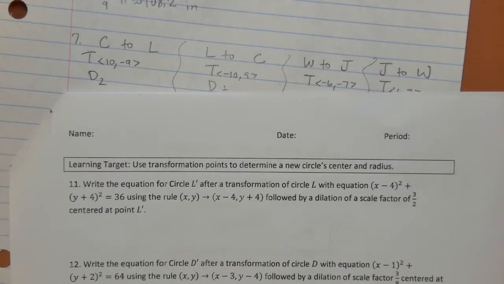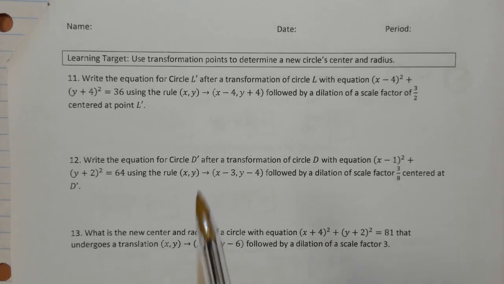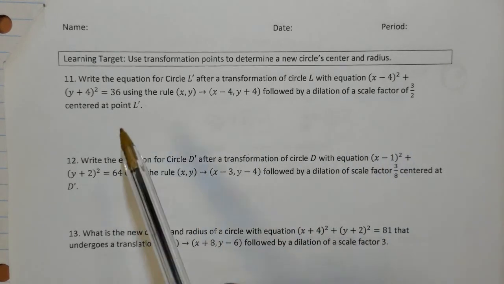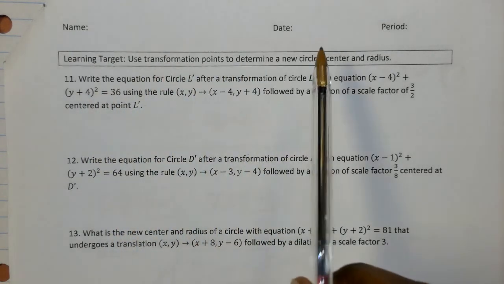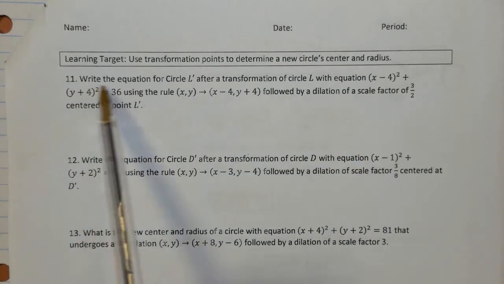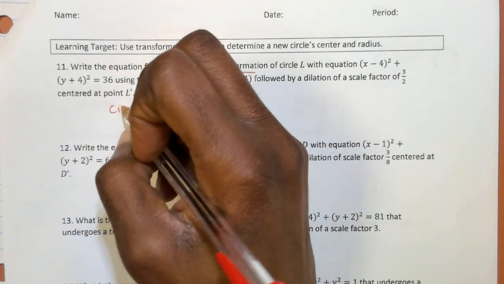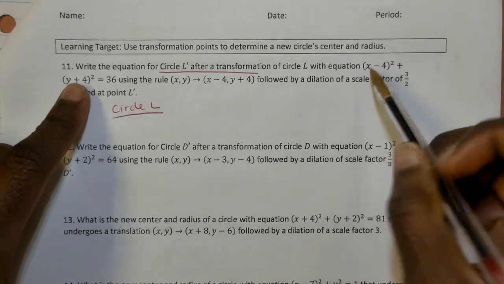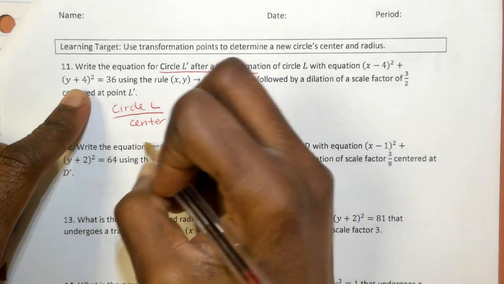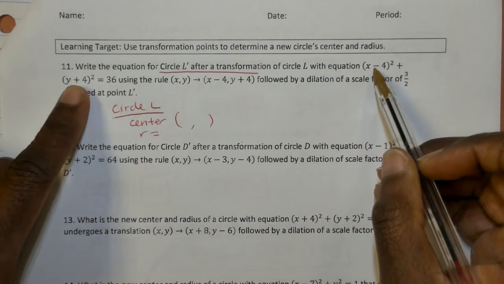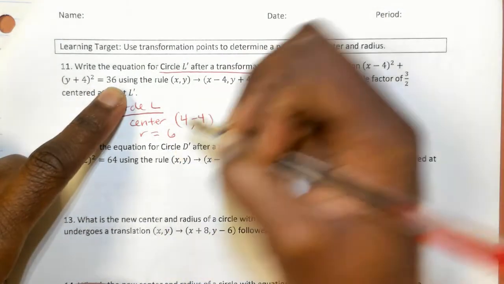Okay, and then the last 4 is similar to what we just did, but this time we're going to get the center and radius and then move the transformation amounts to find the new center and radius. So the target is for us to be able to transform points to determine the new circle's center and radius. But we're going to write the equation for circle L prime after it's been transformed. So circle L originally is this equation. So the center would be the opposite signs of these, so 4, -4. And the radius would be the square root of this, so 6.